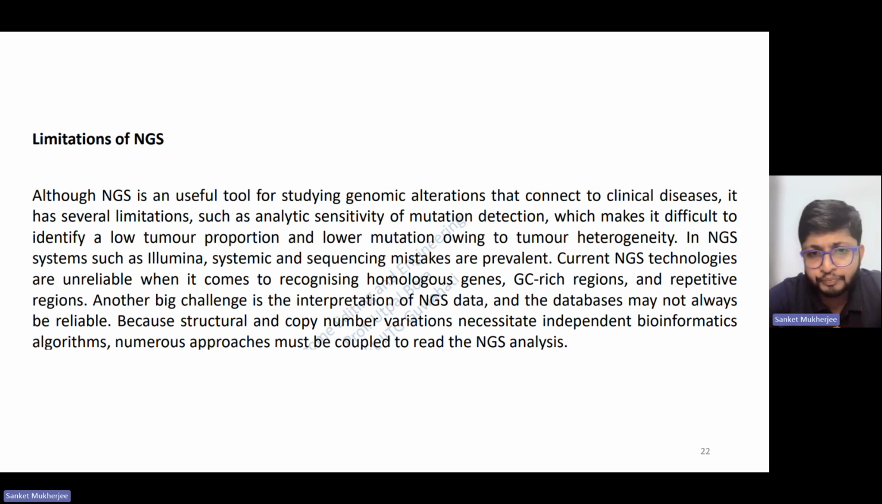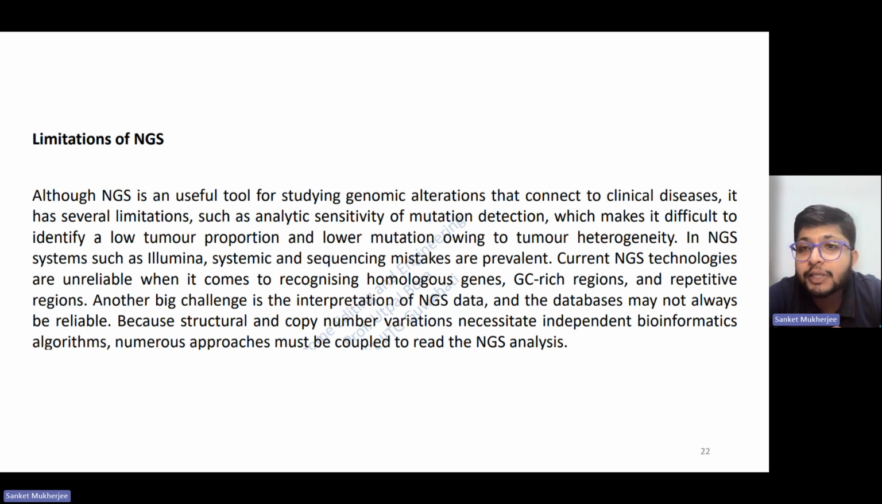So let's see what are the limitations. Although NGS is a useful tool for studying genomic alterations that connect to clinical diseases, it has several limitations, such as analytic sensitivity of mutation detection, which makes it difficult to identify a low tumor proportion and lower mutation owing to tumor heterogeneity. In NGS systems such as Illumina, systemic and sequencing mistakes are prevalent. Current NGS technologies are unreliable when it comes to recognizing homologous genes, GC-rich regions, and repetitive regions.